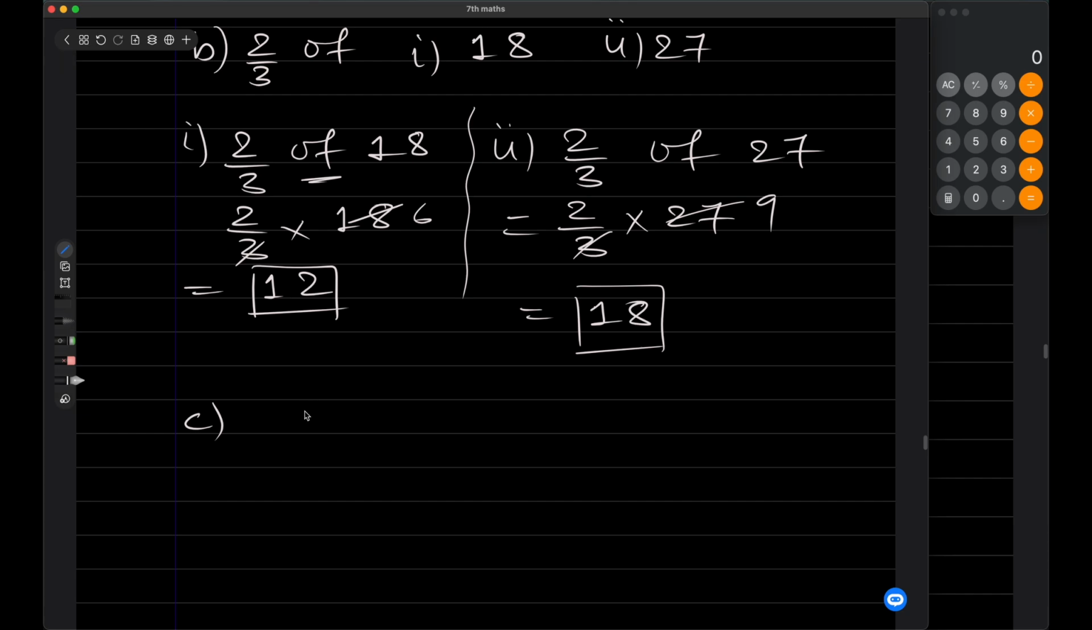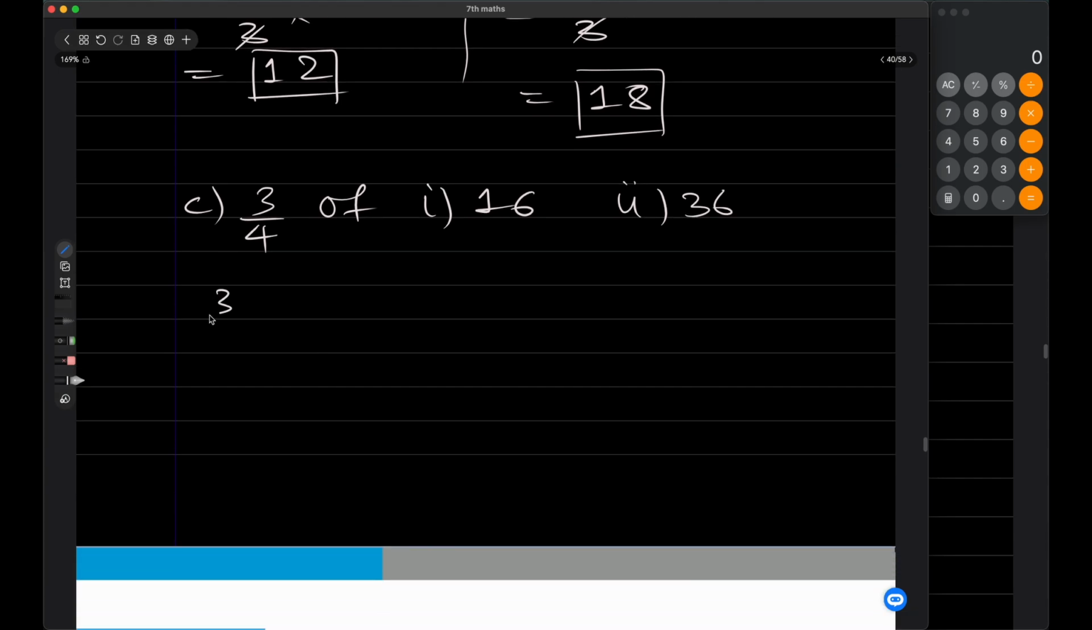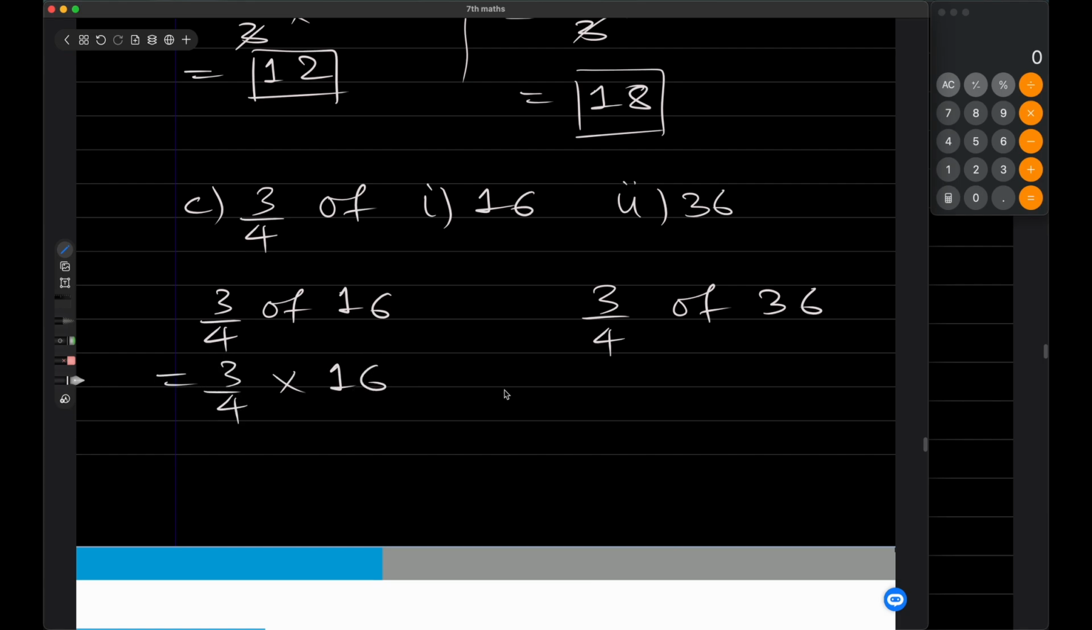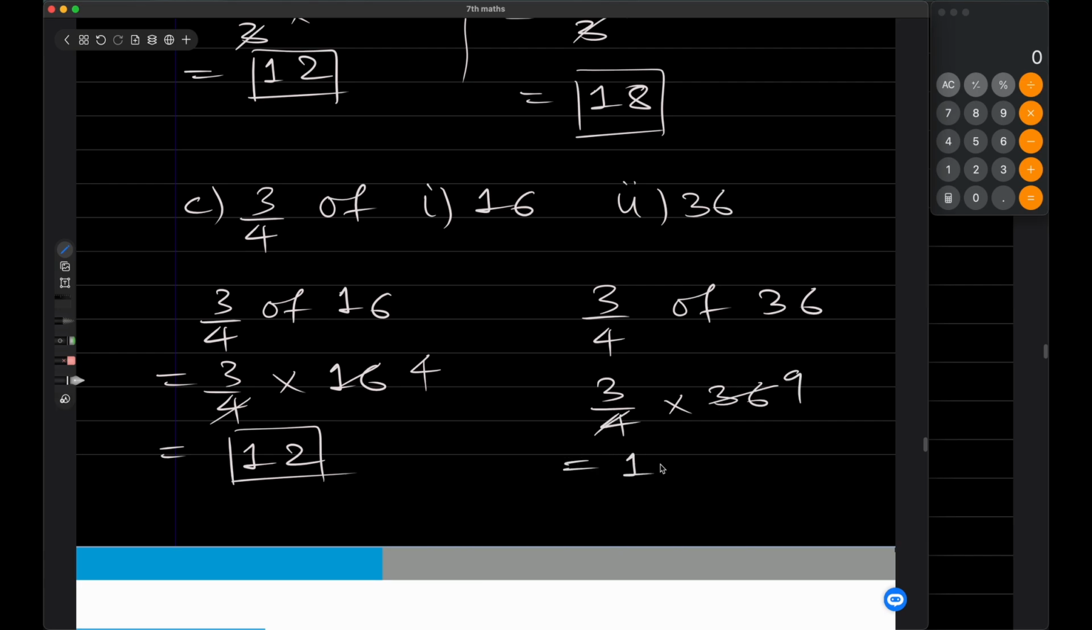Third is 3 by 4 of 16 and 36. We have 3 by 4 of 16 and 3 by 4 of 36. 3 by 4 into 16, that is equals to 4 4s are 16, 4 3s are 12, and we have 12. 3 by 4 into 36, 9 3s are 27.